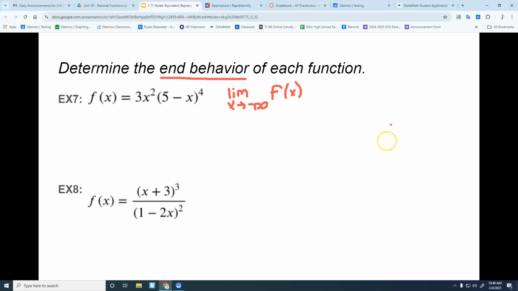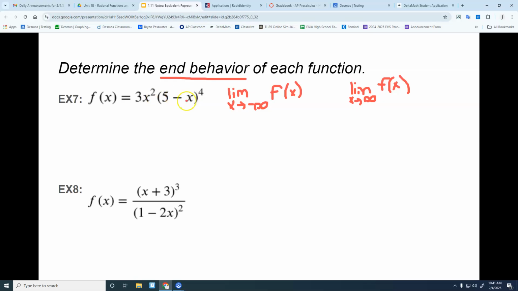Or it could be the limit as x approaches positive infinity of f of x. So, what do I have to do for those limits at the end, that end behavior? Particularly for 8, I'll look at my exponents, right? Highest degree exponent is what's going to matter. For 7, I would need to know what that was.